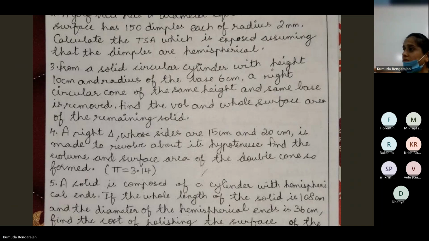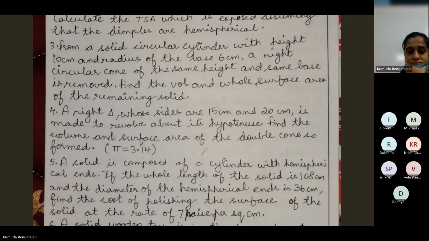Yes, Dileepan? Nothing, okay. Got the second one? Or you can try it as homework. I think we did that in the last class. Right triangle revolved about the hypotenuse. So you can work that as homework. The fourth one, we did it in the last class. After 3, please try 5. After 3, try 5.